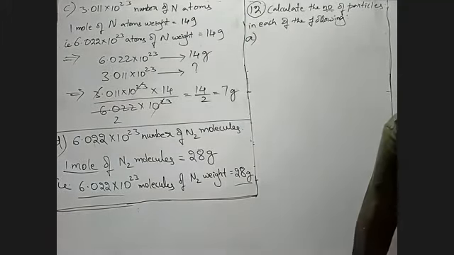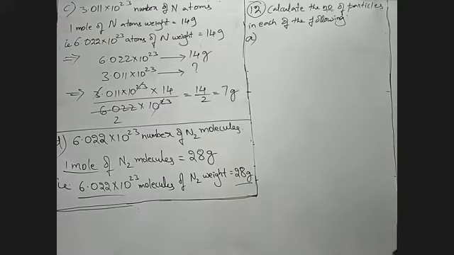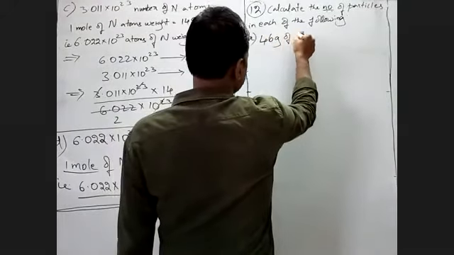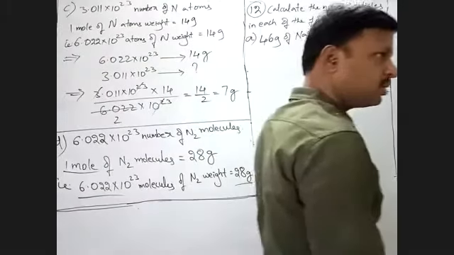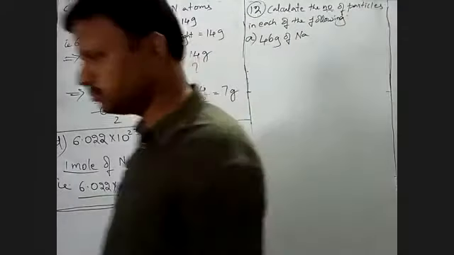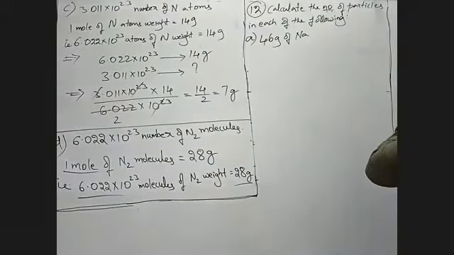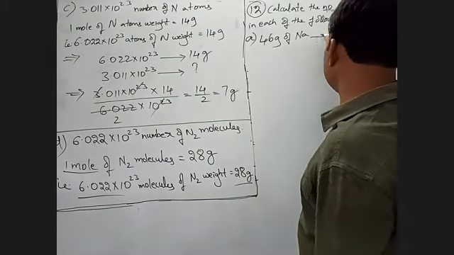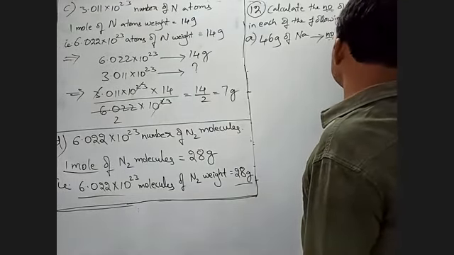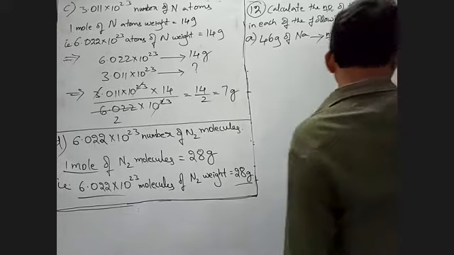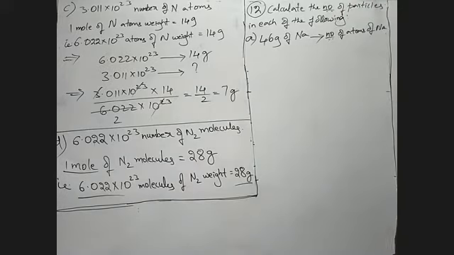First one is 46 gram of sodium. How many particles does it contain? Sodium is an atom only, so we need to find the number of atoms of sodium.